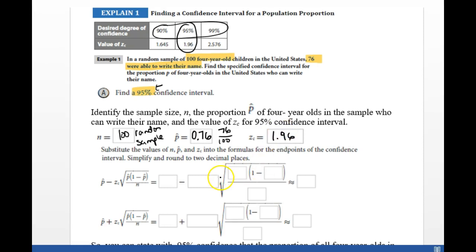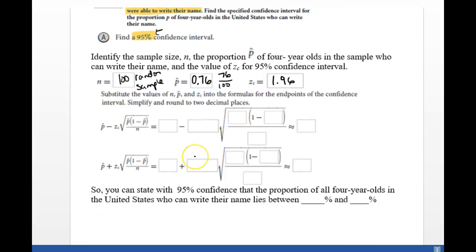All right, now we're going to go ahead and calculate some stuff out. So let's go ahead and plug in some numbers. For our P value, we got 0.76, and 1.96 for our Z value. For our P value again, 0.76, and P value again 0.76. Let me make sure that point is actually visible. And then our N value, or sample size, was about 100.